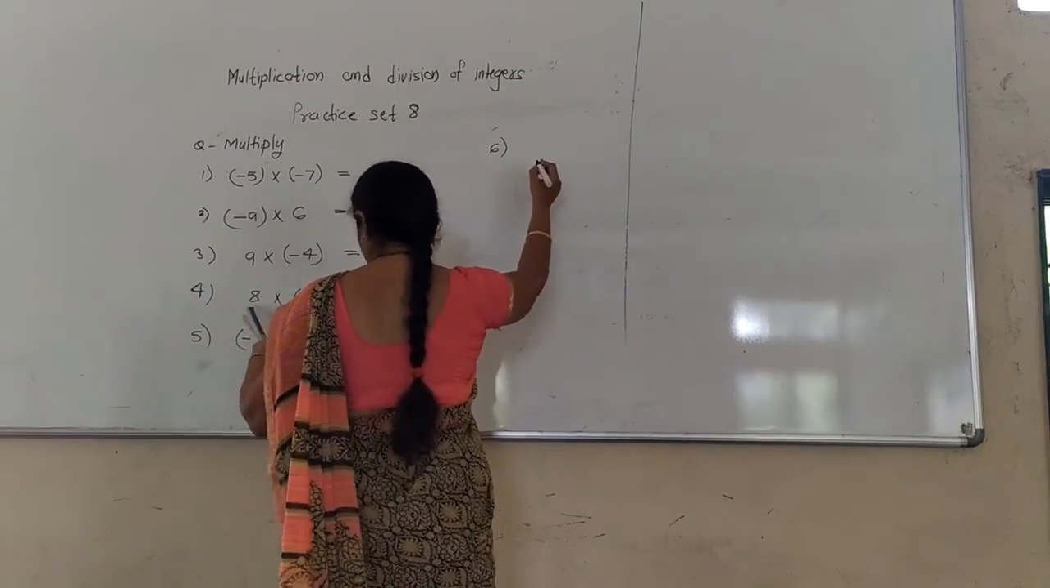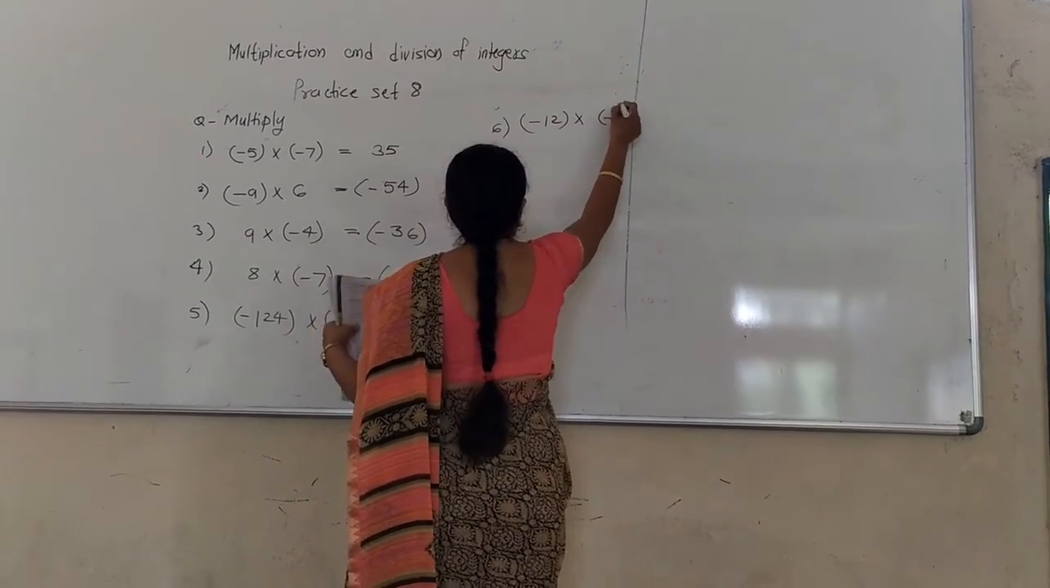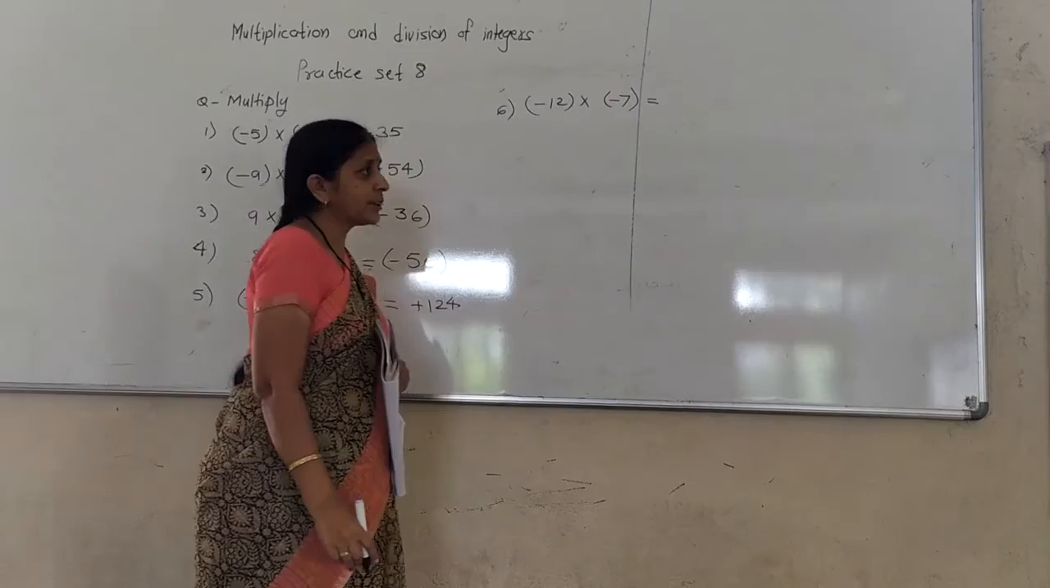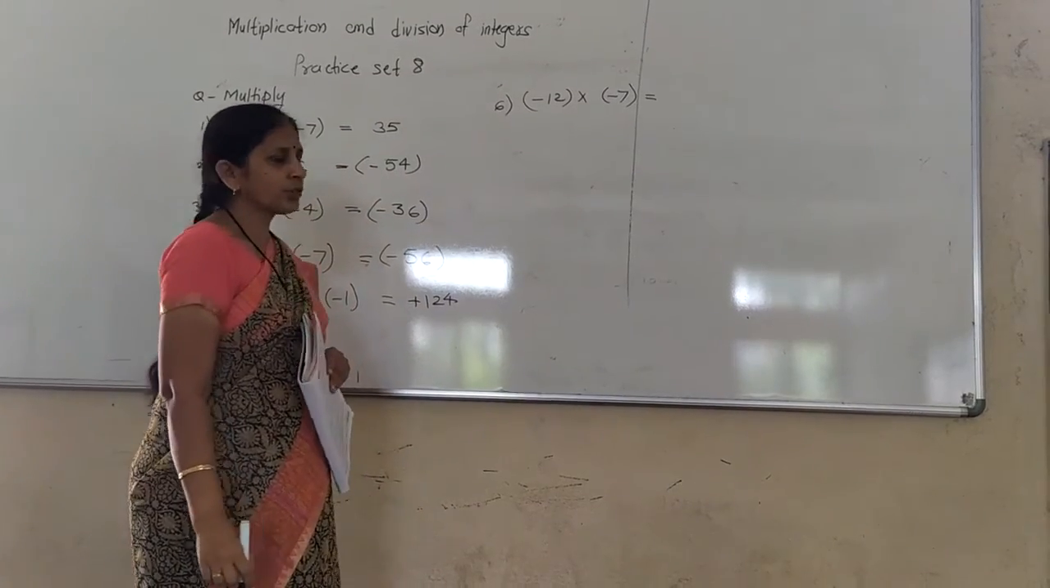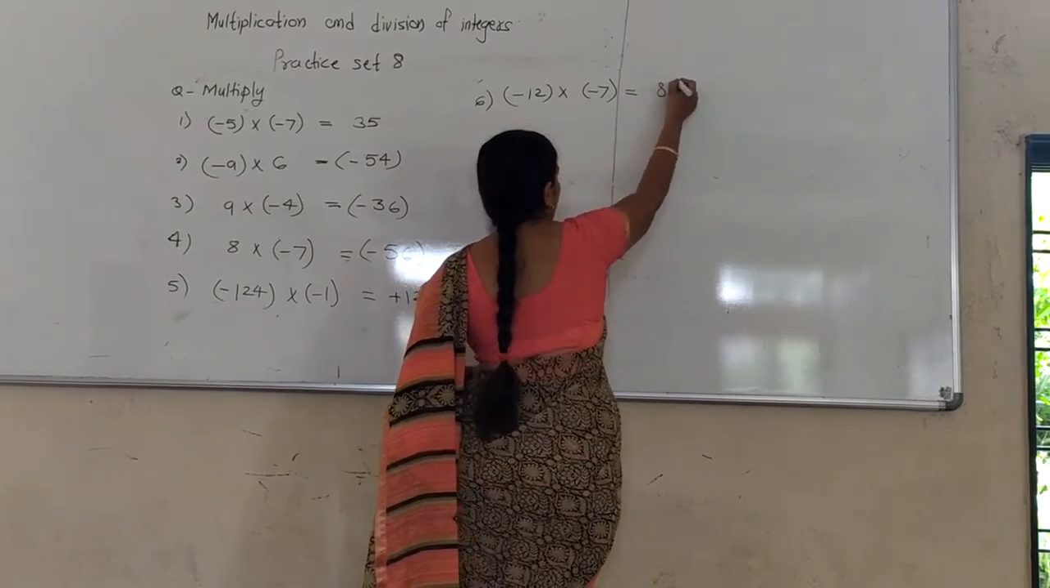Sixth one, negative 12 multiplied by negative 7. Here both numbers have the same sign. So our product will be positive. 12 7s are 84 and positive sign.